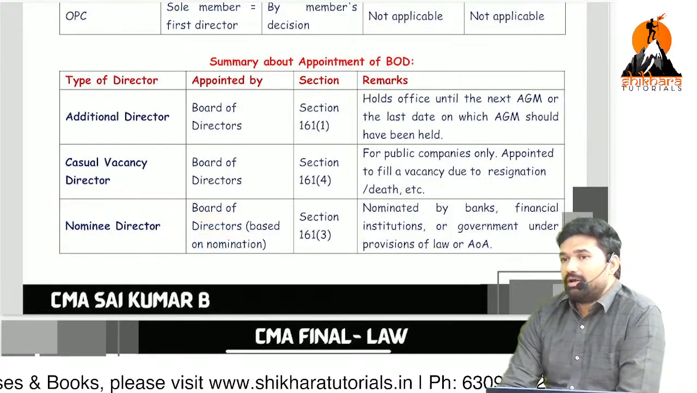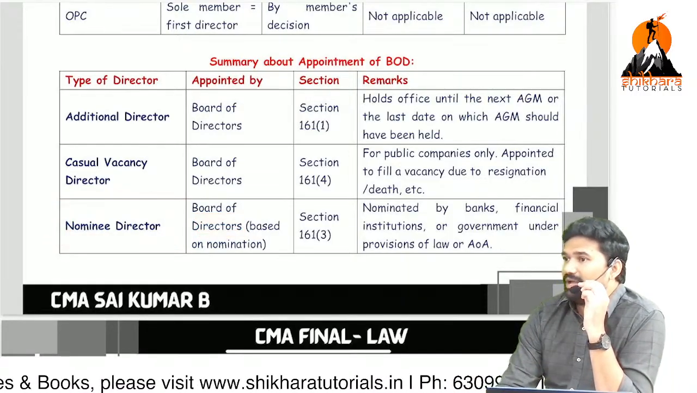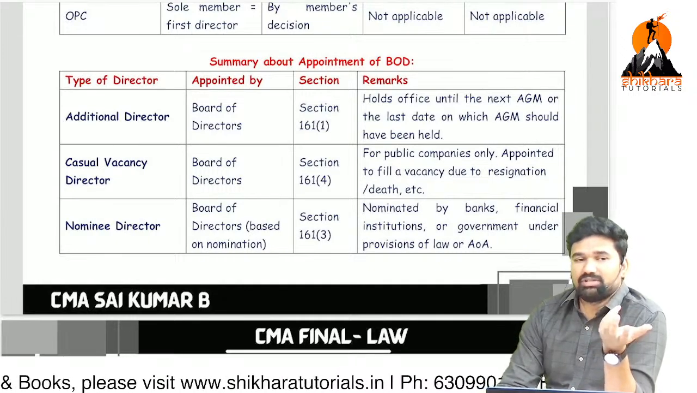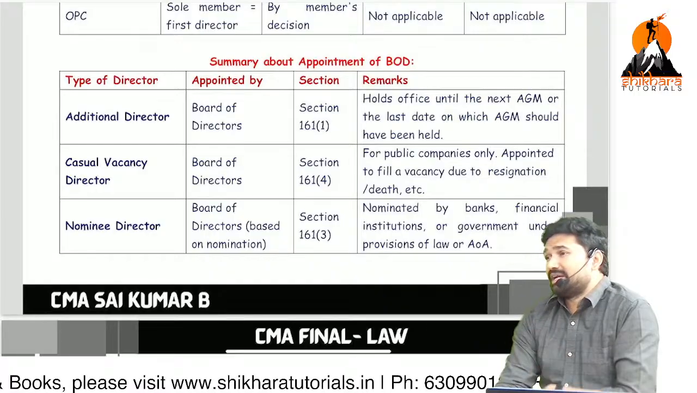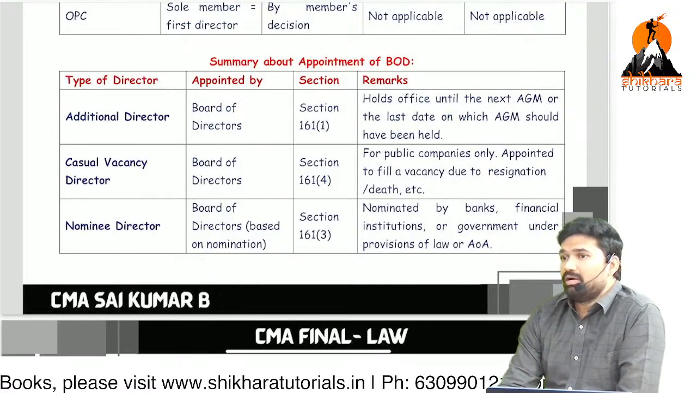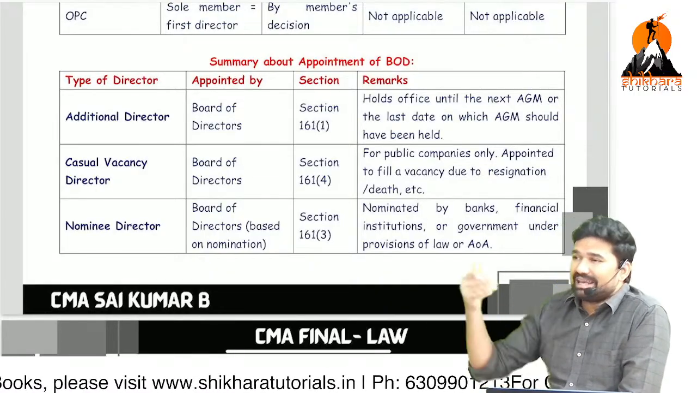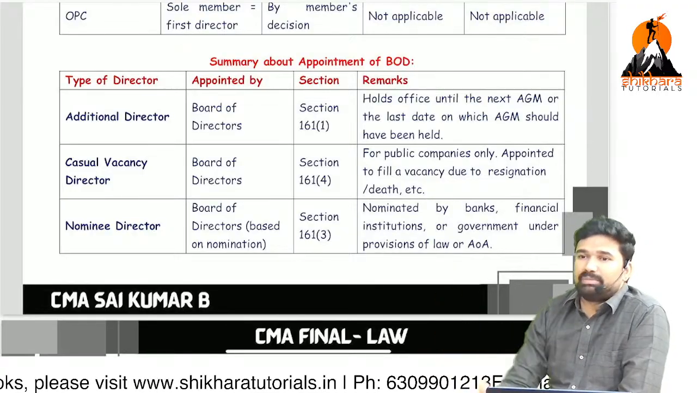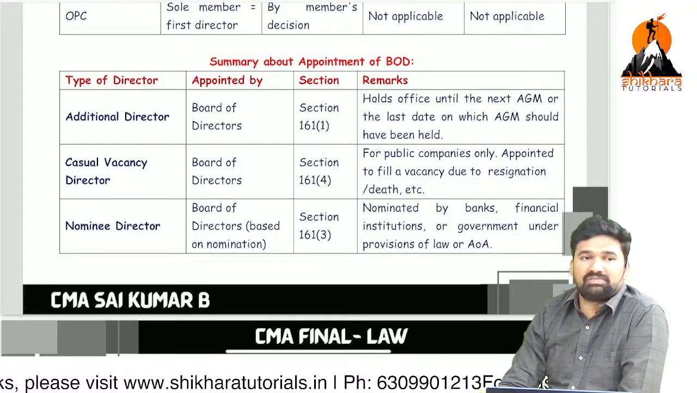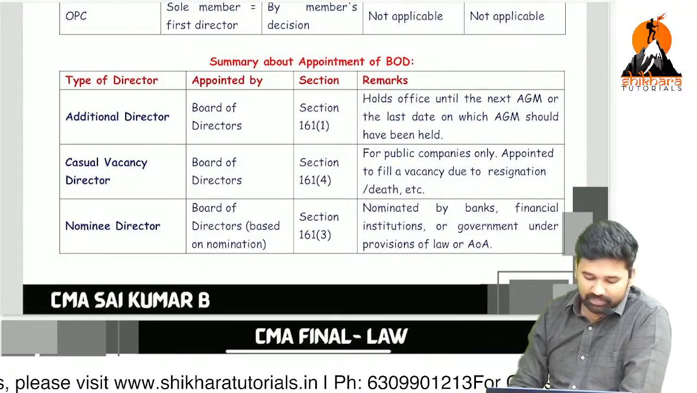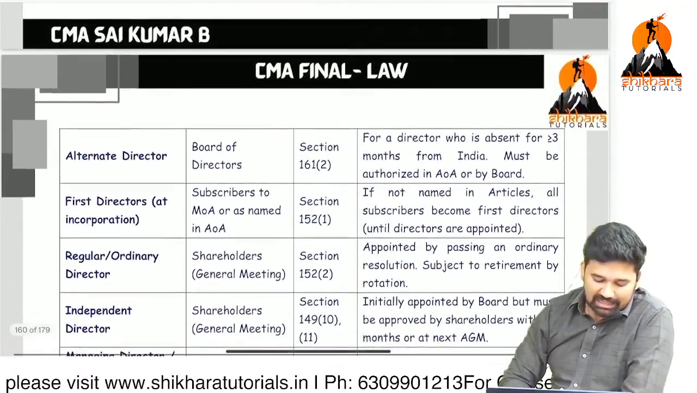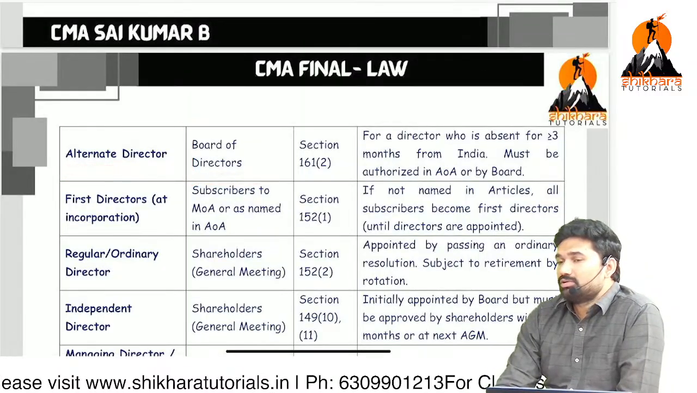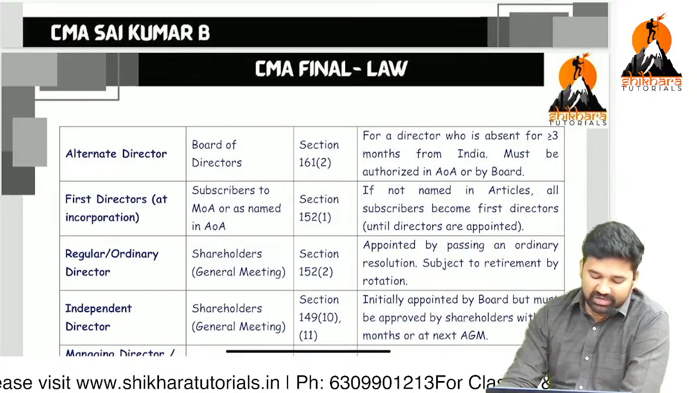Why? Because a nominee director will be nominated by financial institutions or insurance companies or banking companies or sometimes the central government or state governments in order to represent their interests, represent their membership. They will nominate some other persons. Those persons will be called nominee directors. Next one, alternate director. These positions are also appointed by the board of directors only.